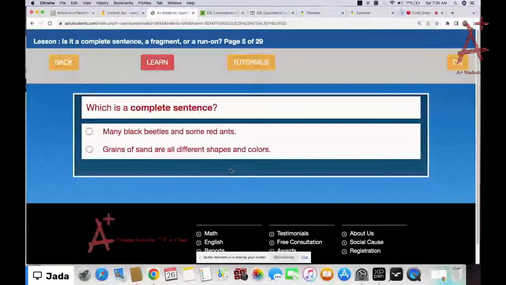All right, so a complete sentence, which is a complete sentence. Many black beetles and some red ants, grains of sand are all different shapes and colors. So it's gonna be the second one because many black beetles and some red ants is a sentence fragment.